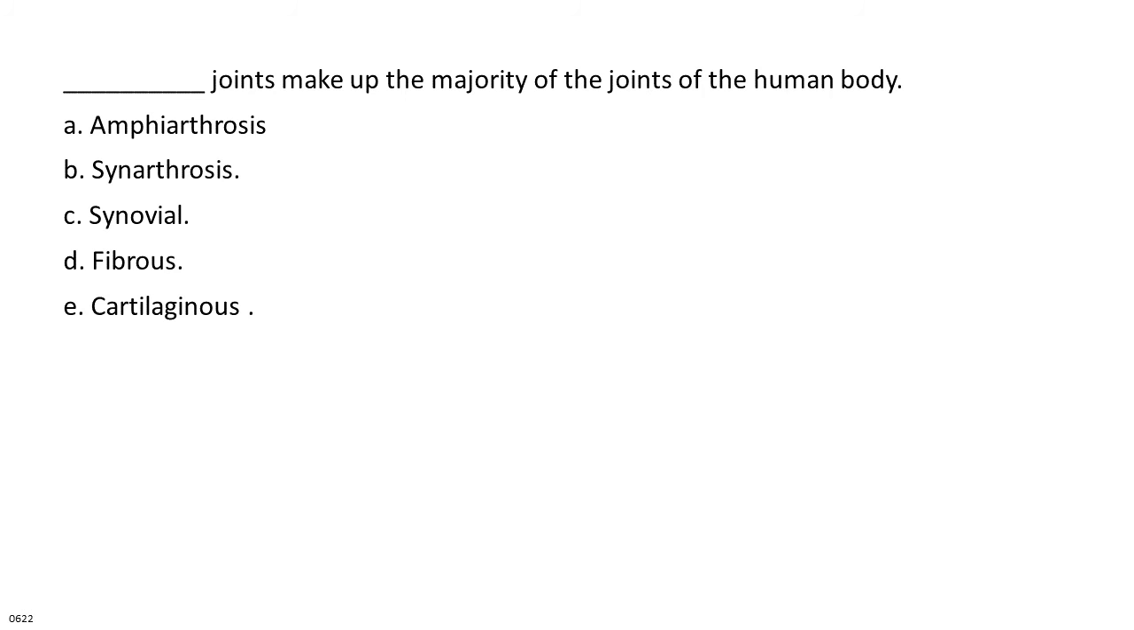Dash type of joints make up the majority of the joints of the human body. A. Amphiarthrosis. B. Synarthrosis. C. Synovial. D. Fibrous. E. Cartilaginous.